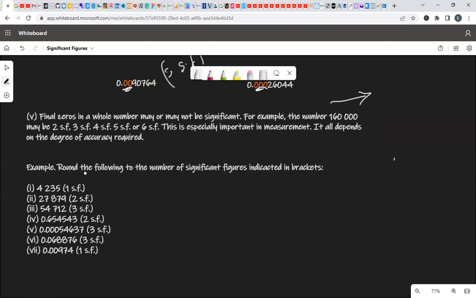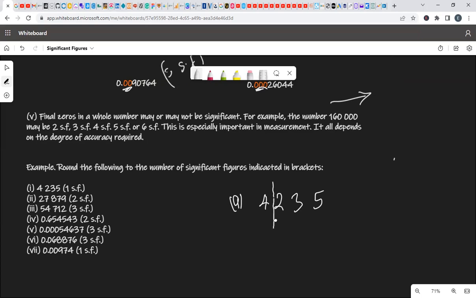The example says, round the following to the number of significant figures indicated in the brackets. So the first one says 4235 to one significant figure. So that is question A, 4, 2, 3, 5. We want to round this one to one significant figure. Here is the position of one significant figure.